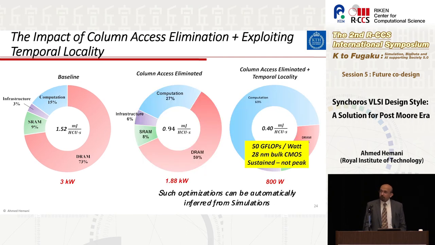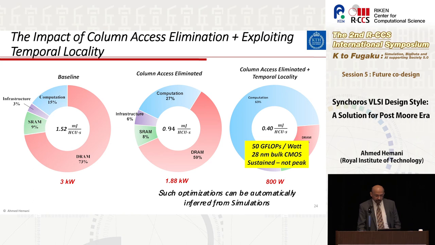Now, we can do further optimizations. As I said, we can eliminate the column access, because column access is the most difficult one. Whenever an output spike happens, we remember it, and then we piecemeal update it when we do the row updates. So we can eliminate the column access, and this gives about 40% reduction in power consumption. But we can also exploit the temporal locality of the input spikes by having a cache for them, and this dramatically reduces the power, approximately another one third, quite significantly.